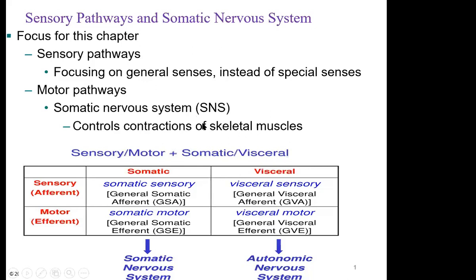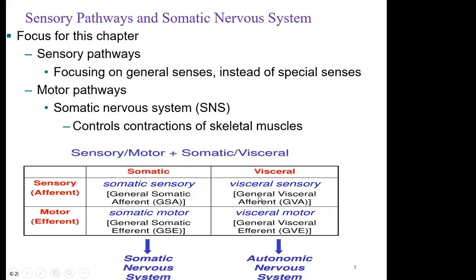So if you remember, as we went through our spinal cord, there was a part of the spinal cord where we talked about somatic sensory, visceral sensory, somatic motor, visceral motor. So this is just kind of a recap of some things that you already know. Now if you start seeing something that says GSA, that is basically what we referred to previously as somatic sensory. It's general somatic afferent. It's the same thing, okay? Since we're focusing on general senses, that's where that G comes from.